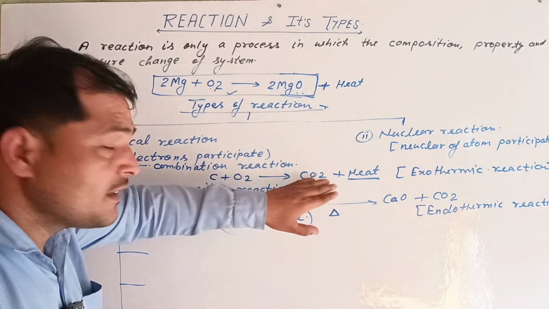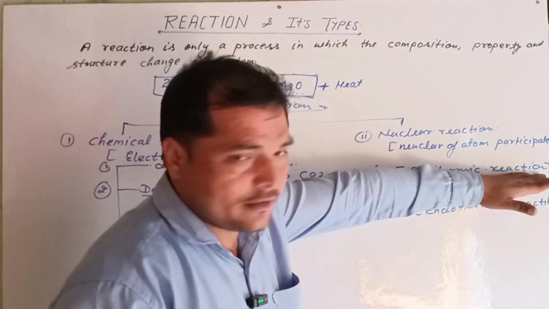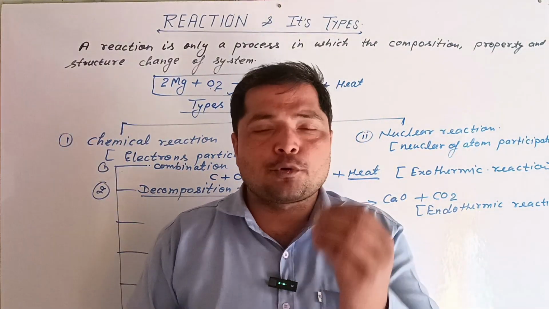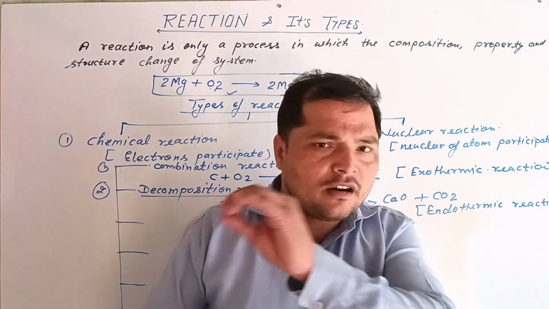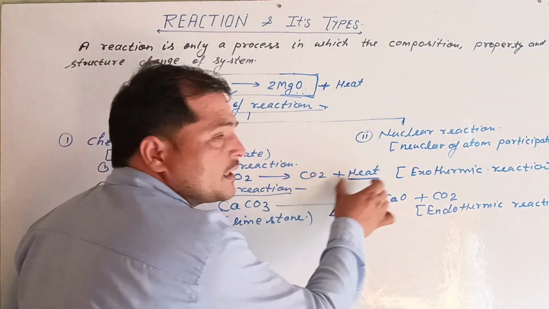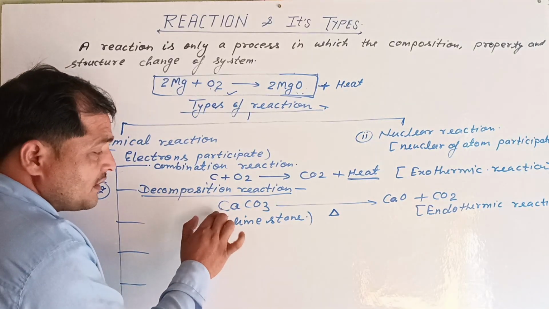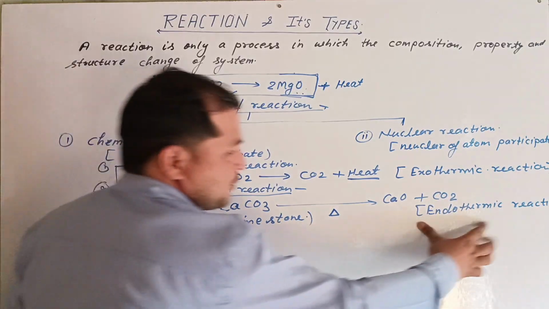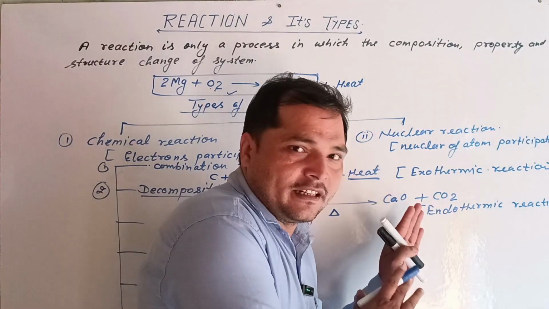Most combination reactions are exothermic: by the combination of two or more reactants into a single product, the reaction produces heating energy. In decomposition reaction, the reaction needs extra heating energy, so it is known as an endothermic reaction. Two types of reactions have been described here.